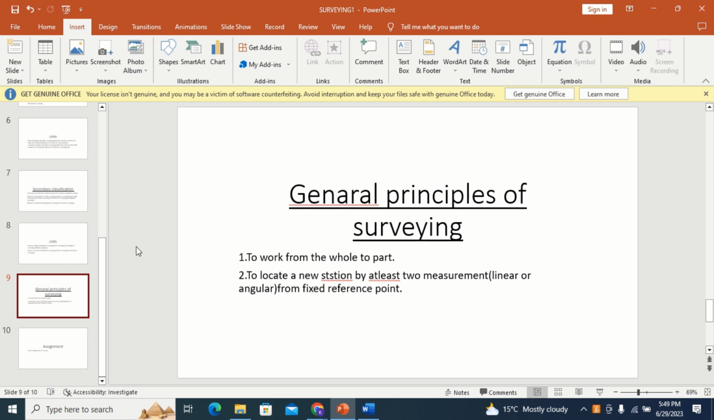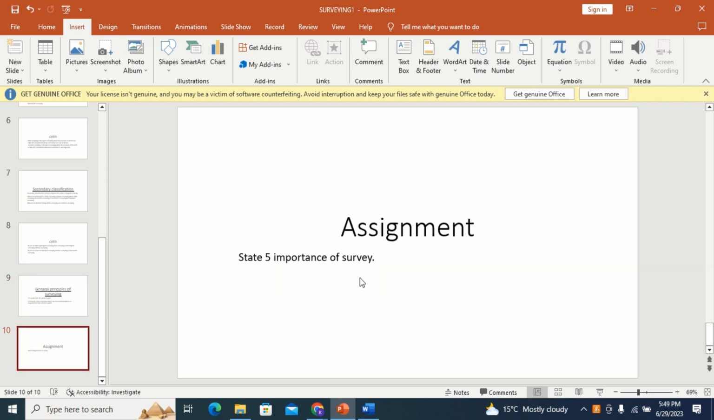Just before I end my class, there is an assignment that I would like you to go and do research on, and you will collect it in the next class when we meet. The assignment is to state 5 importance of survey. Importance may also look like the uses, but you can go ahead and do more research and then state the 5 importance of survey.